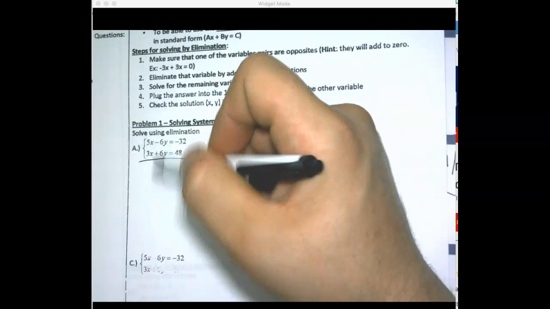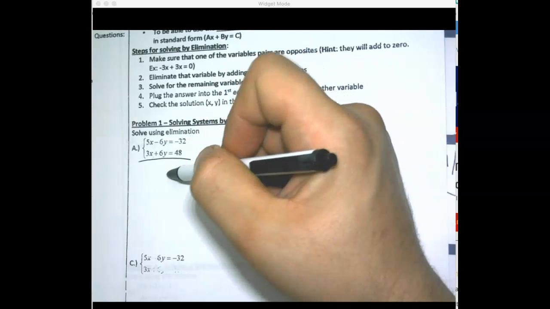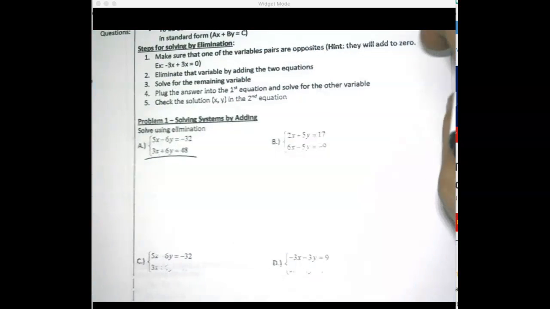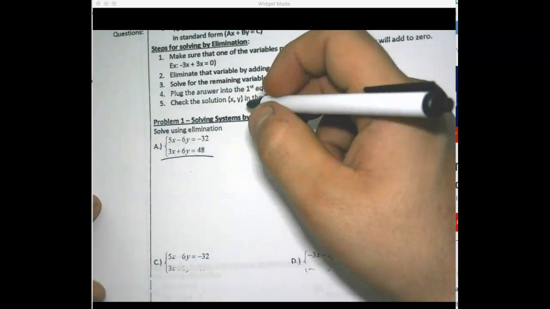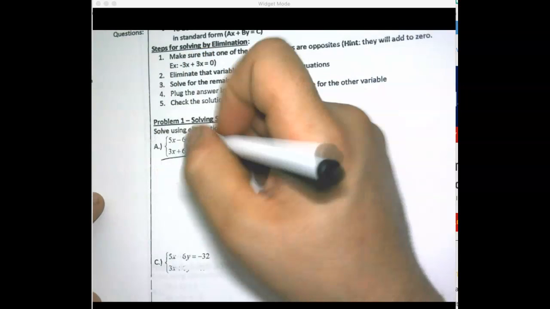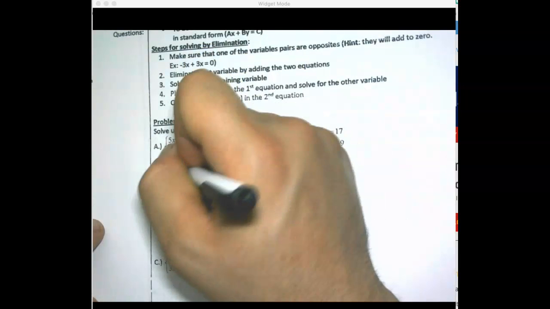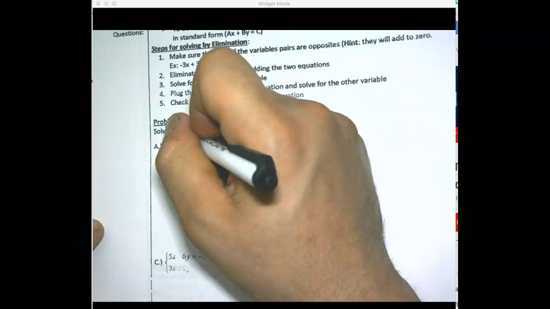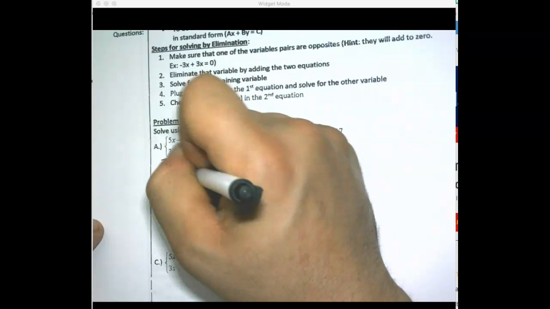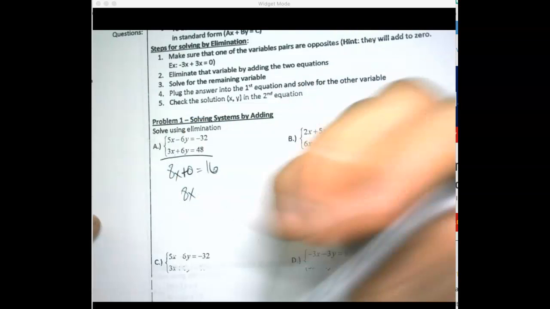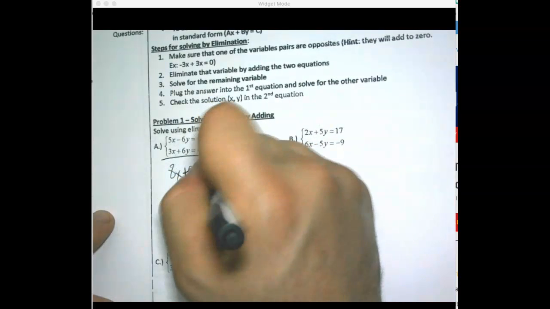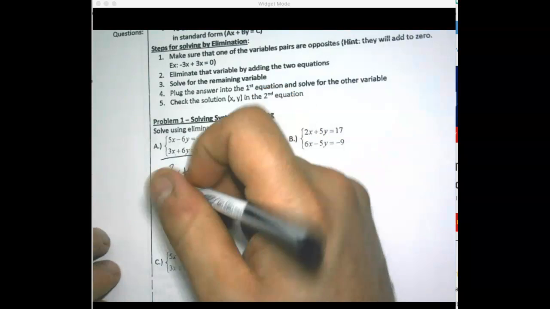5 plus 3 is 8x, negative 6 plus 6 is 0, so getting a 0 is what we call eliminating. And then negative 32 plus 48, that's 16. So I'm going to add these equations and eliminate the y. 5x plus 3x is 8x. Negative 6y plus 6y is 0, which you don't really need. Negative 32 plus 48 is 16. So 8x plus 0 is 8x. And then bring down 16 and divide.